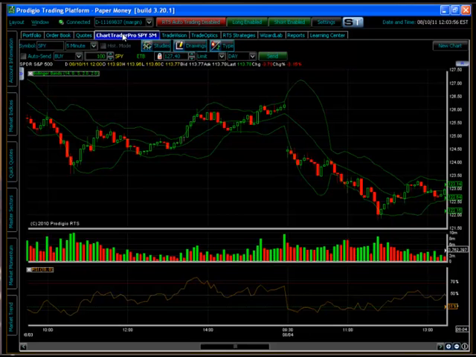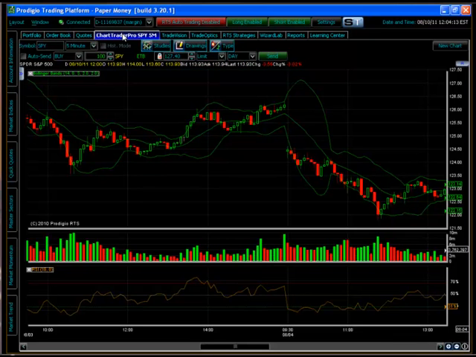So let's get started here. The idea here is, let's suppose you want to create an automated strategy. And the automated strategy is going to be based on two different technical analysis indicators. Number one is Bollinger Bands, and number two is RSI.